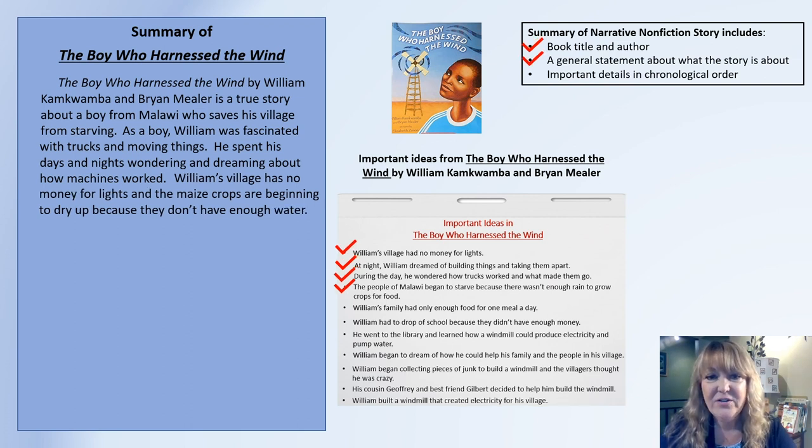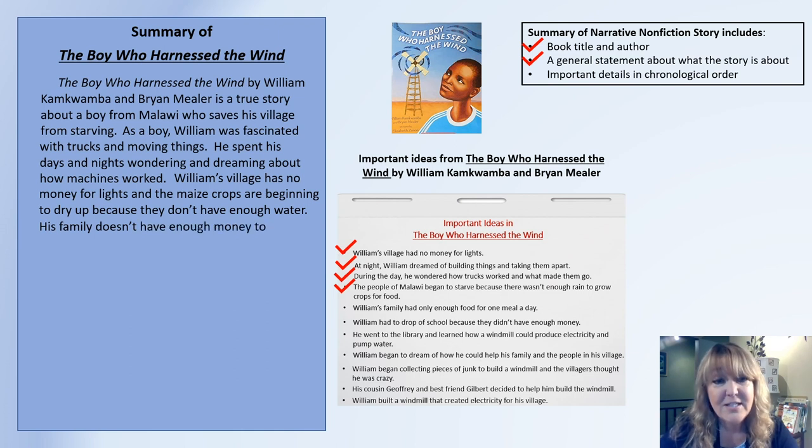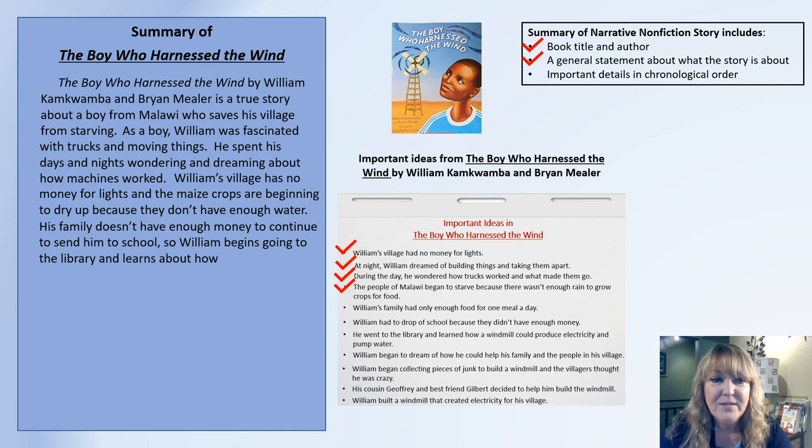One of the next things on our list is this idea that William's family didn't have enough money for him to continue to go to school, and that when he wasn't at school, he spent a lot of time at the library researching and learning. He really wanted to be in school. So let's think about how we might put those two ideas together in a sentence. His family doesn't have enough money to continue to send him to school. So William begins going to the library and learns about how windmills can create electricity and pump water.